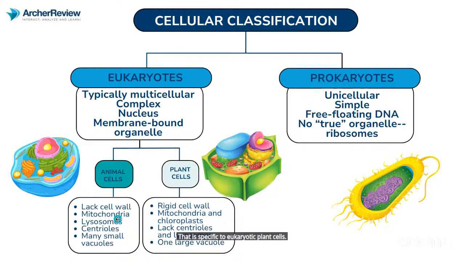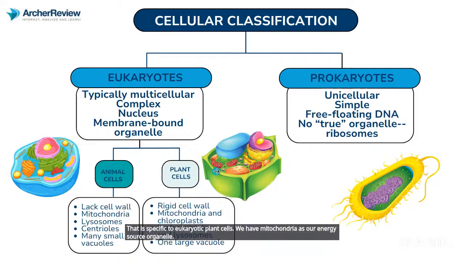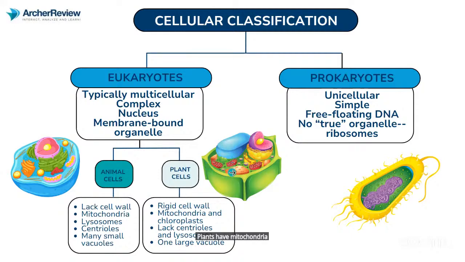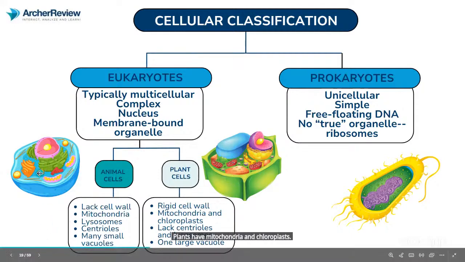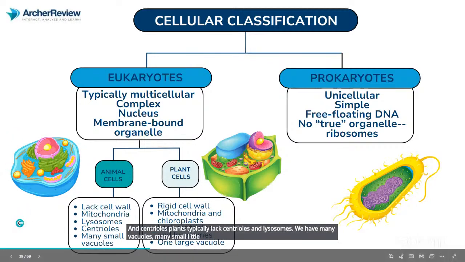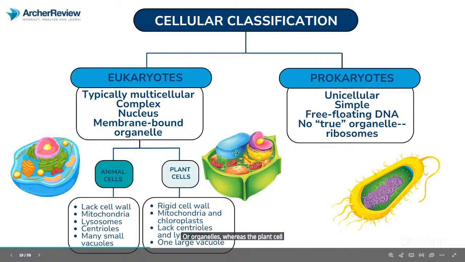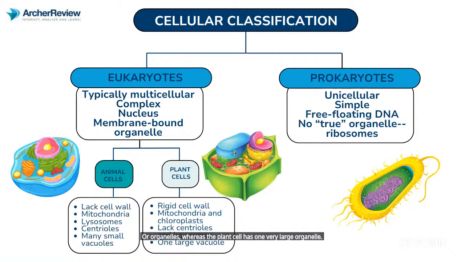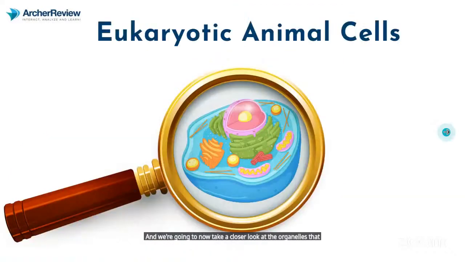We have mitochondria as our energy source organelle. Plants have mitochondria and chloroplasts. We have lysosomes and centrioles. Plants typically lack centrioles and lysosomes. We have many vacuoles, many small little storage organelles, whereas the plant cell has one very large organelle. And we're going to now take a closer look at the organelles that make up our cells.